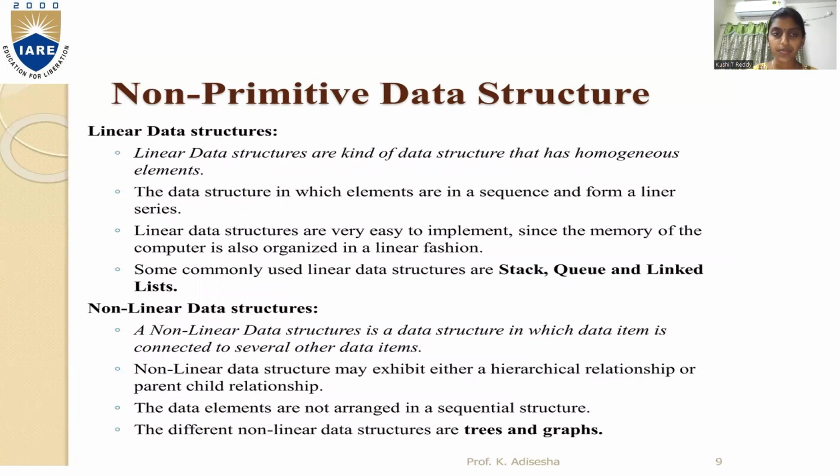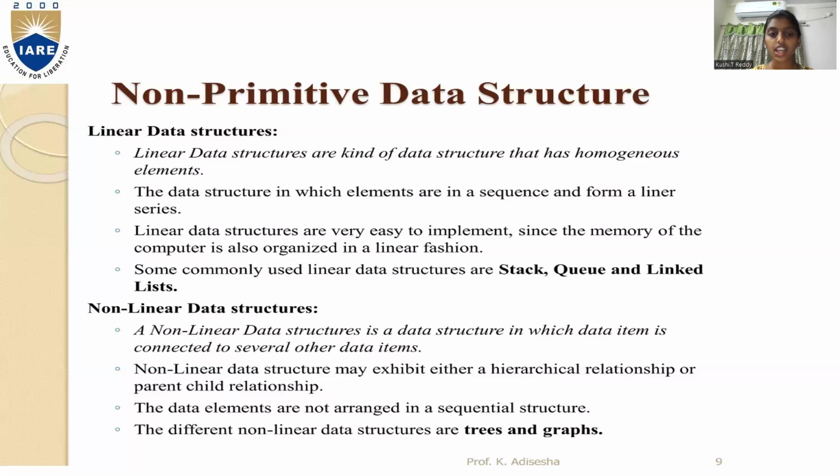Linear data structures are a kind of data structures that has homogeneous elements. As I already told before, homogeneous means same type. It is a data structure in which elements are in a sequence and form a linear series. Linear data structures are very easy to implement since the memory of the computer is also organized in a linear fashion. Some commonly used linear data structures are stacks, queues, and linked lists.